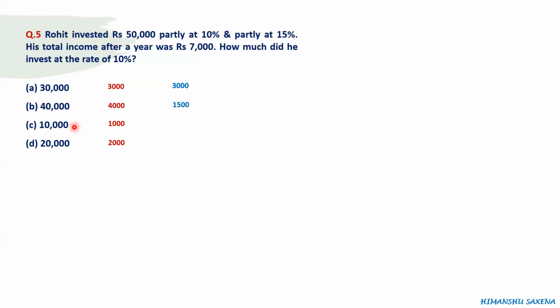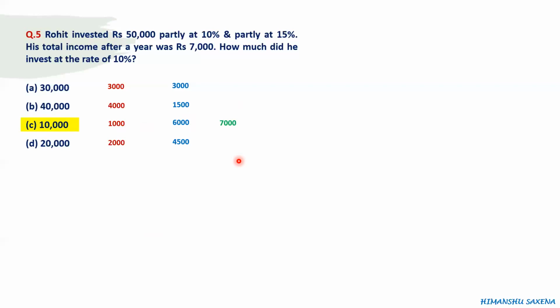Here the remaining amount is 40,000, so 15% of 40,000 is 6,000 rupees. And here the remaining amount is 30,000, so 15% of 30,000 is 4,500 rupees. Now it is given that his income after a year was 7,000 rupees, which means the total interest he has earned is 7,000 rupees. In this option, 1,000 plus 6,000 is 7,000. So this is the option where he is earning 7,000 rupees total income after 1 year. So our answer would be C, 10,000, right?